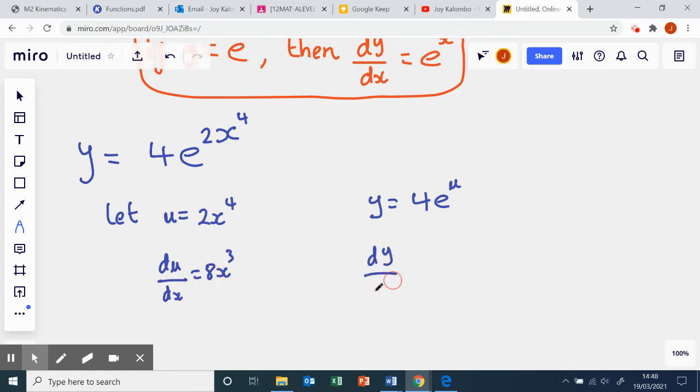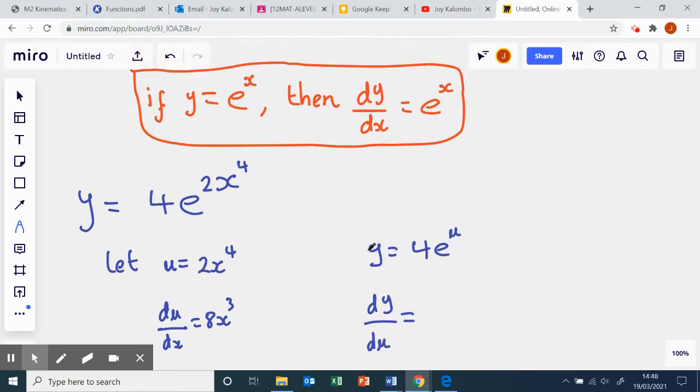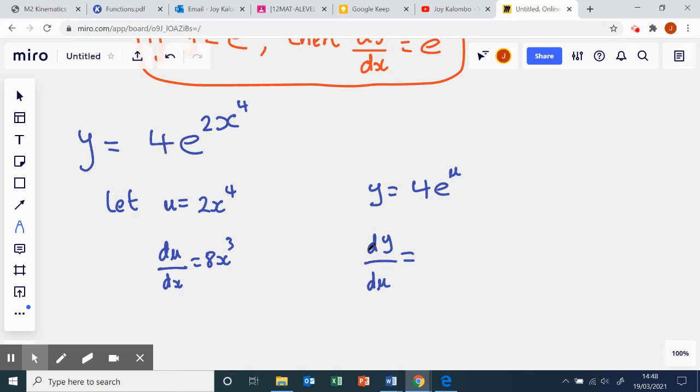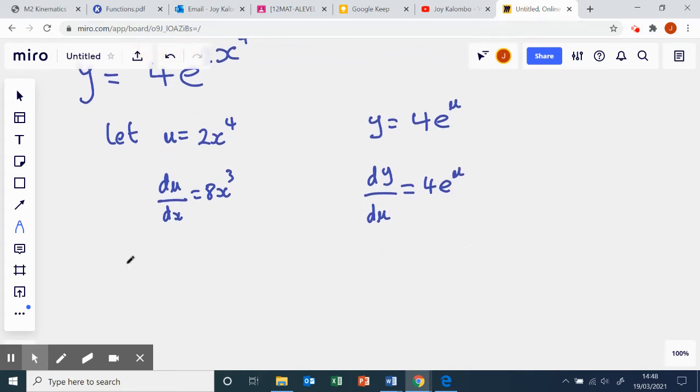And dy/du, well, if e to the x differentiates to e to the x, then e to the u would differentiate to e to the u. So 4e to the u would differentiate to 4e to the u. Lovely. Then, of course, the rule dy/dx, which is what we're trying to find, is equal to dy/du multiplied by du/dx. Okay?